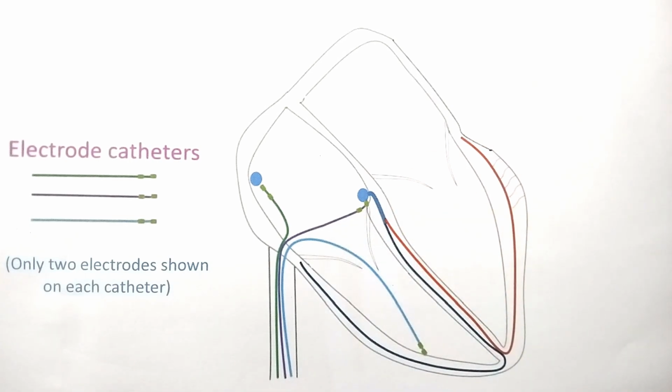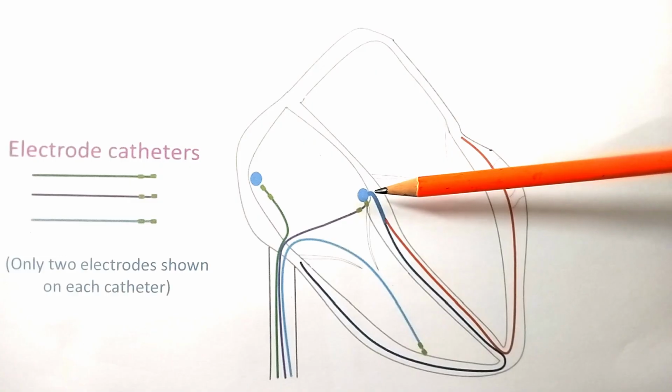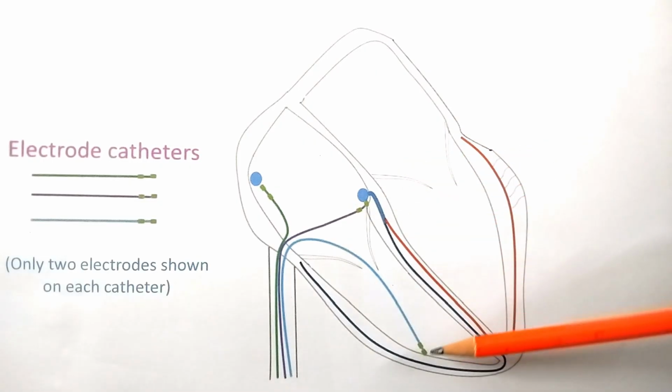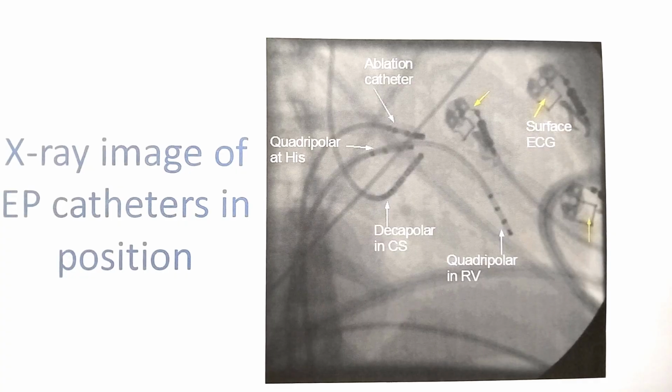But that's a highly simplified representation. Usually there are many electrodes, which we will come to soon. This is another catheter in the ventricle. This is in the upper part near the sinus node. This is now near the AV node, and this one is in the right ventricle. This is a screenshot from image intensifier X-ray of electrophysiology catheters.